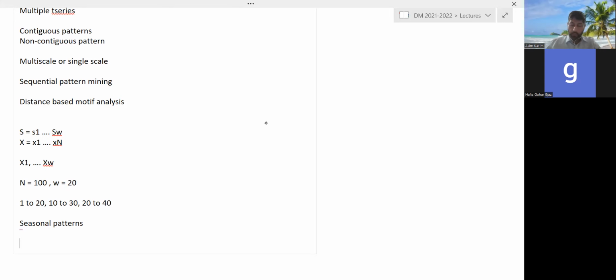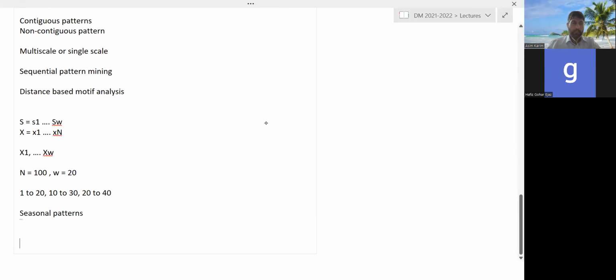Okay, so that was a bit about motifs. Of course, there are more advanced techniques here as well, but we won't be going into them. So let's talk about time series clustering.